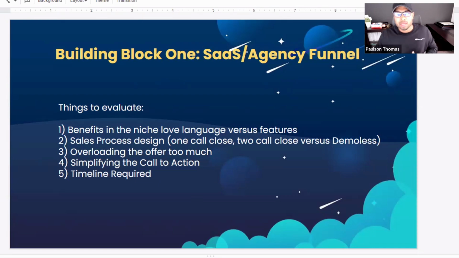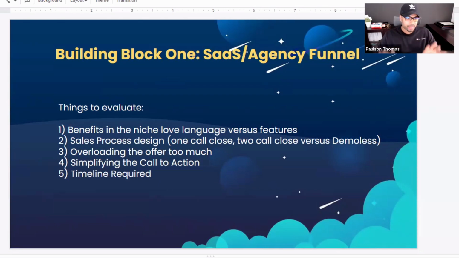So that's building block number 1, SaaS agency funnel. Pay attention to the language that you use. It cannot talk about features. People don't care about features. They care about what you can do for them, and that's what the messaging should be, okay?